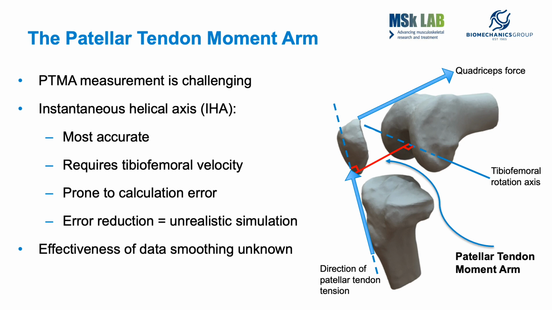PTMA measurement has several challenges, notably including definition of the tibiofemoral rotation axis. The instantaneous helical axis is the most accurate choice, but requires calculation of tibiofemoral velocity, often achieved by differentiating noisy, optically tracked positional data. When velocities are close to zero, for example near full extension, the IHA is undefined, and differentiation excessively amplifies noise. Experimental constraints like prescribed tibiofemoral velocity mitigate noise-related errors, but are physiologically inaccurate. Data smoothing may offer a solution, but has not been fully applied to the PTMA.